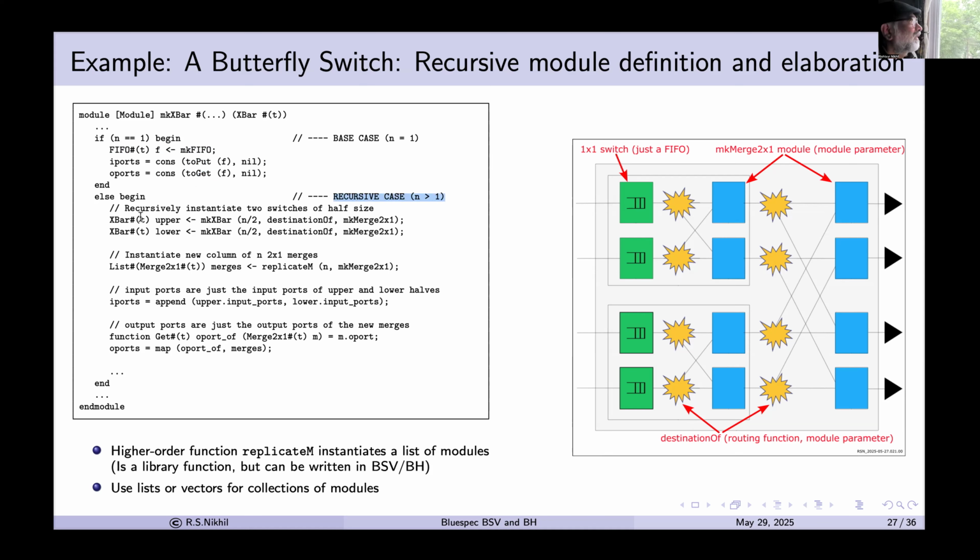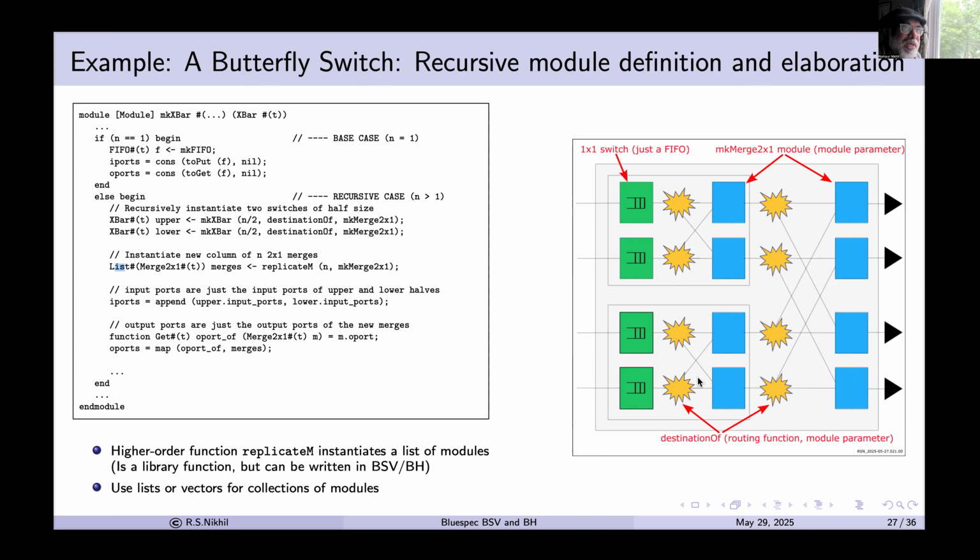If we look at the recursive case, what we see here in these two lines is we are instantiating the two sub switches that are of half the size, n over 2 size, right? So in other words, we're instantiating here exactly the module that we're defining here. So this is a recursive instantiation. Once we have that, this line basically says, the merge module that you passed in as a parameter, I'm going to replicate it n times. In other words, I'm going to make n instances of this, and I'm going to collect them in a list. So that corresponds to this column of merge modules out here.